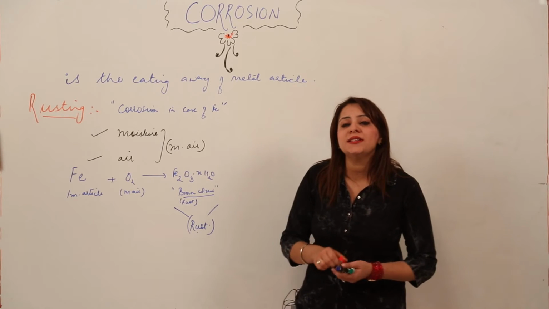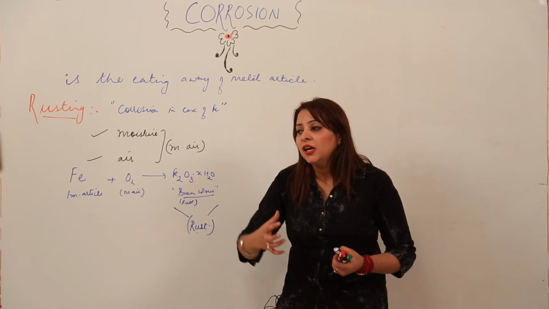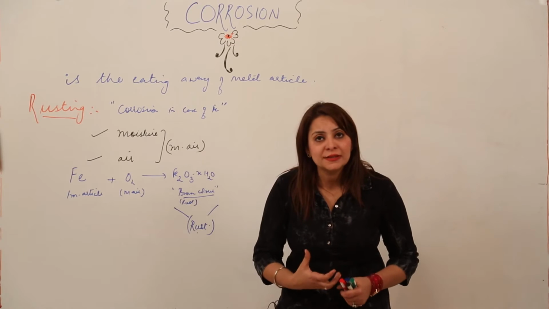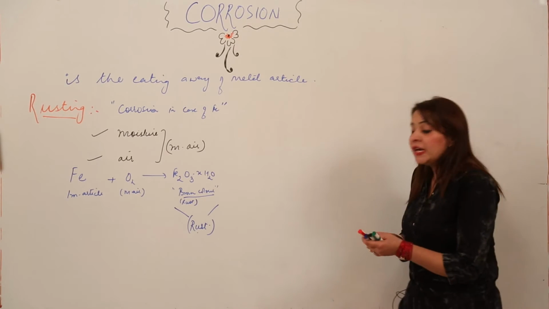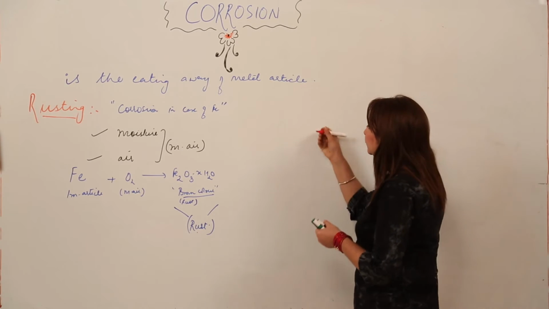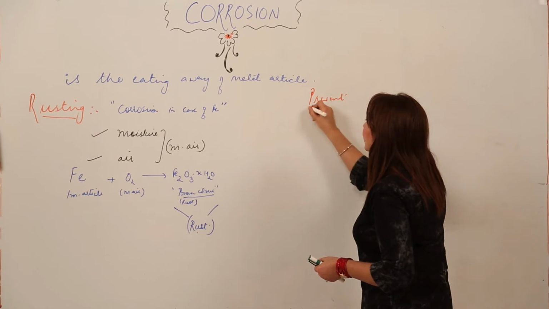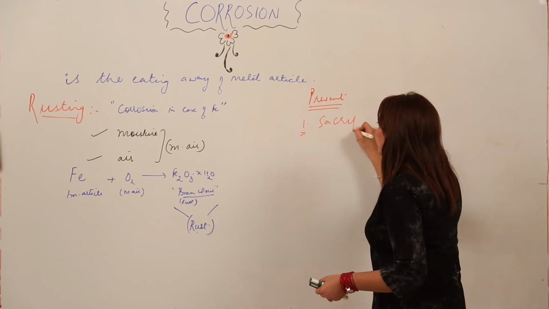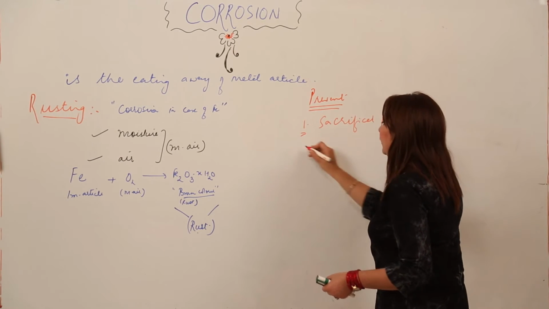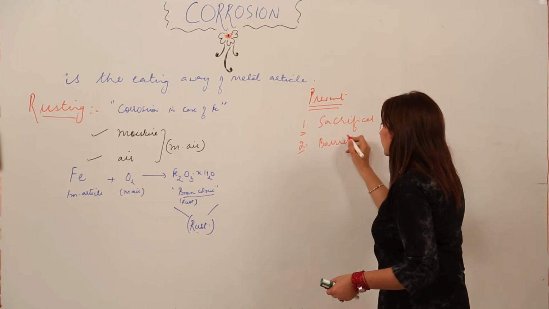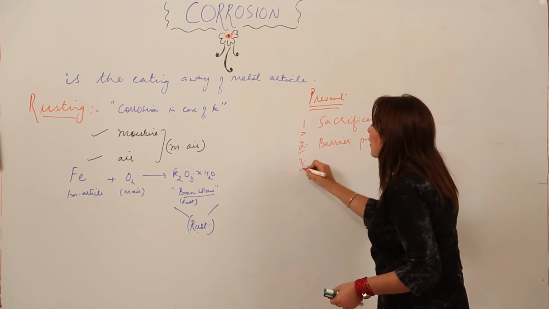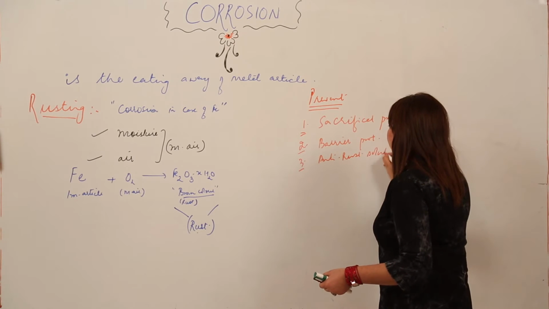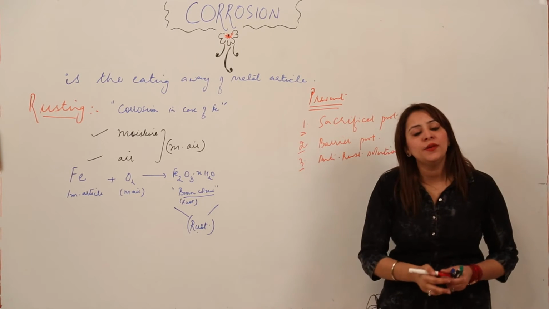Now, as you know, rusting has an adverse effect on iron. It lowers all kinds of properties of iron. So that means we need to prevent rusting. And how can we prevent rusting? Just look at the board. There are many methods by which we can prevent rusting. We can provide it sacrificial protection. We can provide it barrier protection. We can use anti-rust solutions. So these are the methods by which we can prevent rusting.